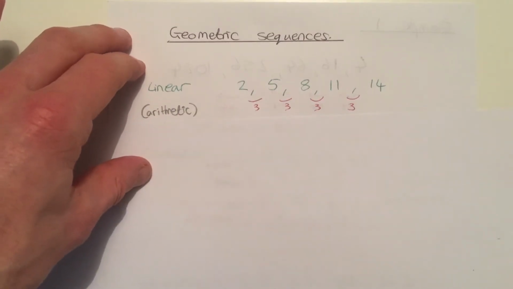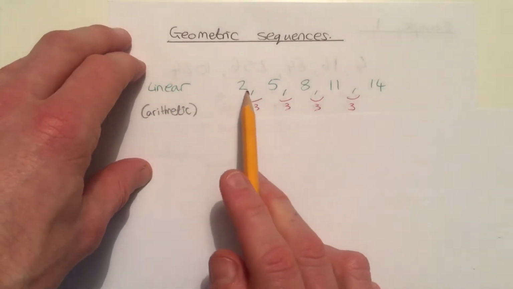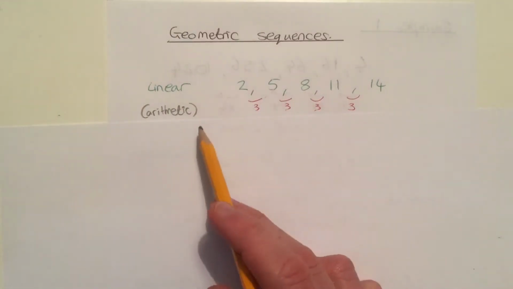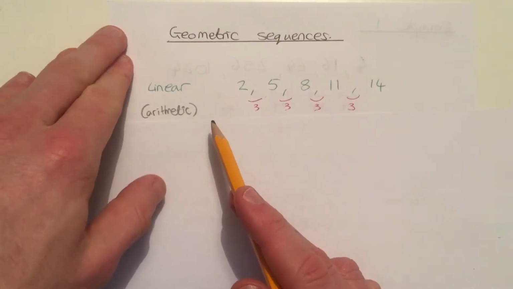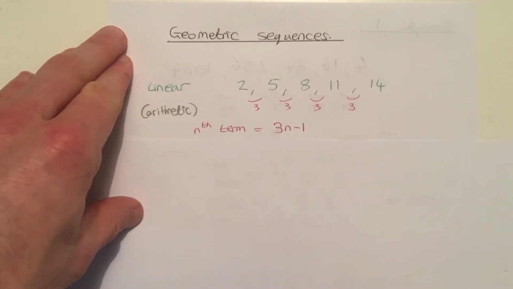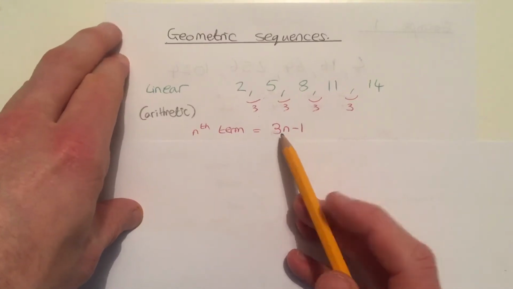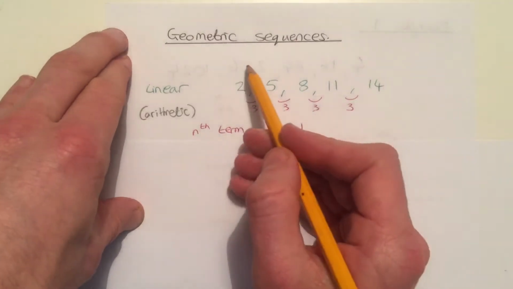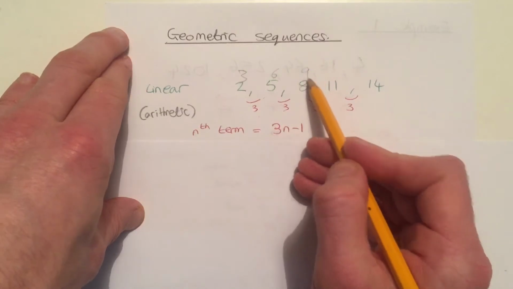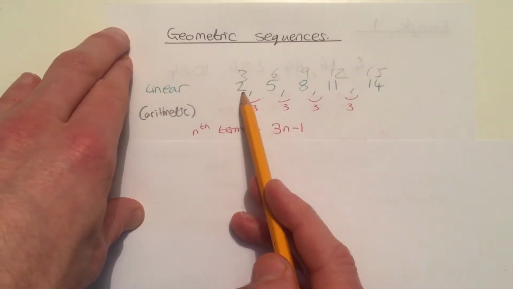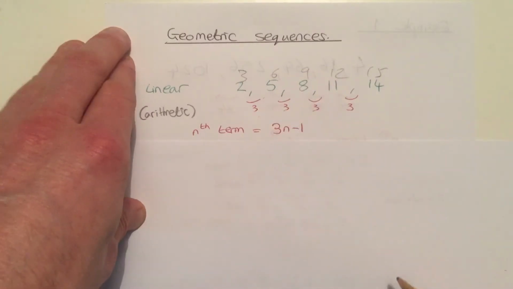So the common difference here is 3. We are adding 3 each time, and because of that we sometimes call this an arithmetic sequence. And the nth term of this sequence will be 3n minus 1, because we're talking about the 3 times table, which would be 3, 6, 9, 12, 15. And we have to take away 1 from the 3 times table to actually get these numbers.